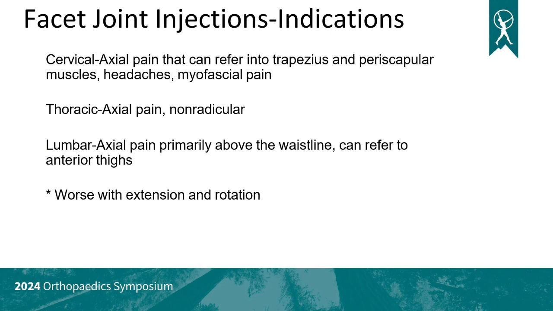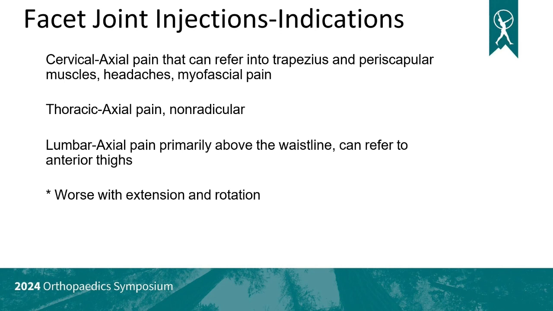Facet joint injections. So again, totally different procedure designed for axial back pain rather than radicular like the epidurals. As far as cervical goes, what you'll see in your patients, typically axial pain can refer into the trapezius areas as well as periscapular areas. A lot of people complain of headaches, especially occipital type headaches, which radiate up into the scalp area, almost like a ram's horn. They can have myofascial pain associated with it as well.